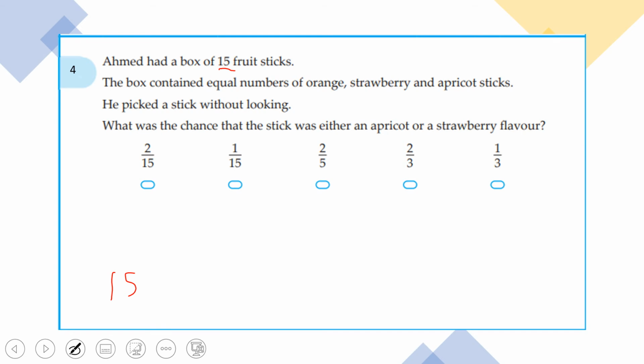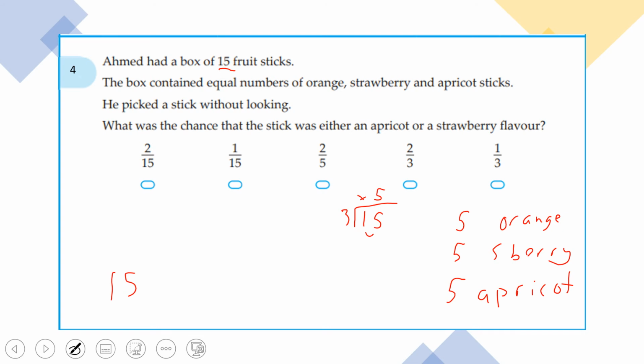They are equal numbers of orange, strawberry, and apricot. So the number of orange, the number of strawberry, and the number of apricot, they're all the same number. And there's 3 different types, and we've got 15 fruit sticks. So we've got to do 15 divided by 3 to tell us how many of each flavour. 3 into 1 doesn't work. 3 into 15 is 5. No remainders, just 5. So that is telling us that there's 5 of orange, 5 of strawberry, and 5 of apricot.